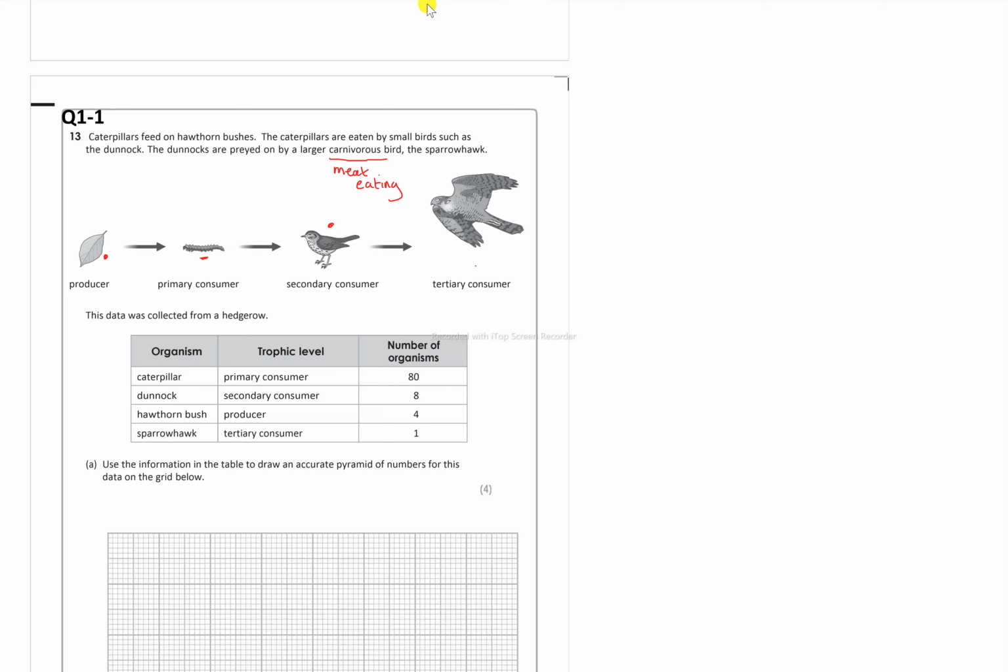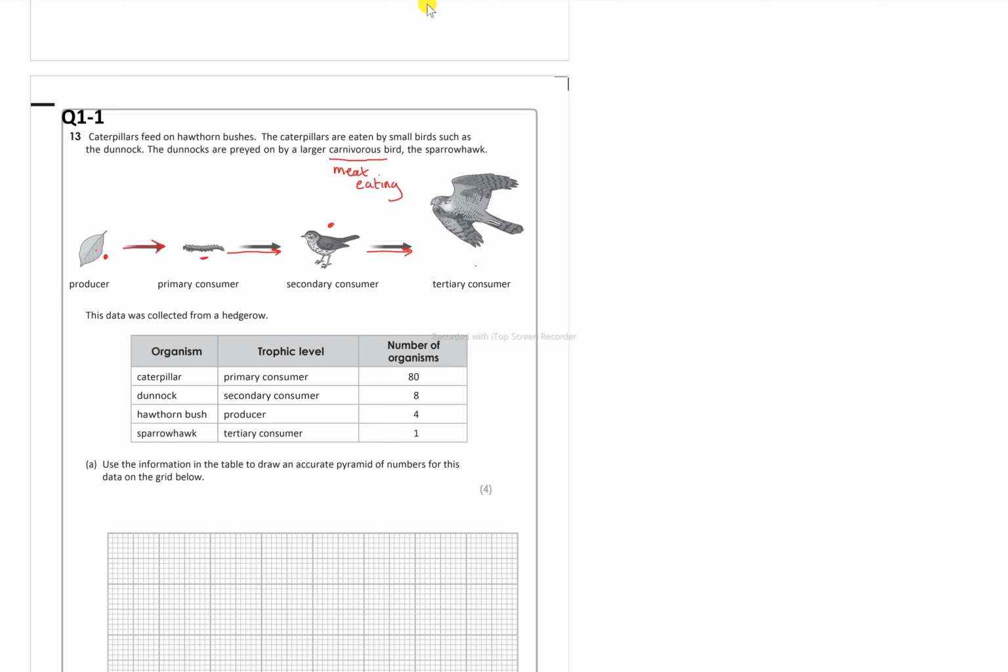I just want to highlight this. Can you see which way the arrows are pointing? The energy is going from this into this. The energy is going from that into that. So the arrowheads point up. Don't do the arrowheads the other way around.